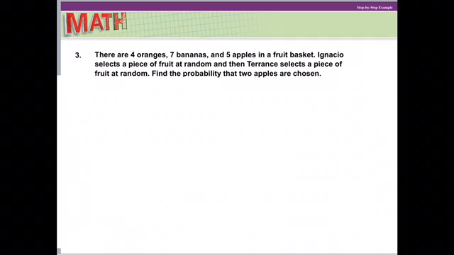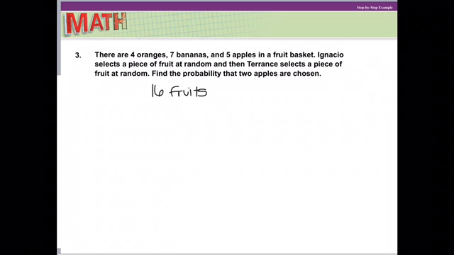So for our first example, and our only example for dependent events, is number 3. There are 4 oranges, 7 bananas, and 5 apples in a fruit basket, which is a total of 16 fruits. So we have 16 fruits total. Ignacio selects a fruit at random, and then Terrence selects a piece of fruit at random. Find the probability that 2 apples are chosen.